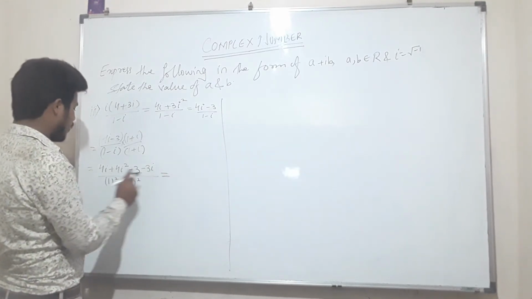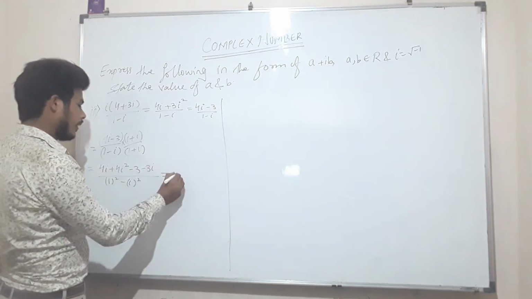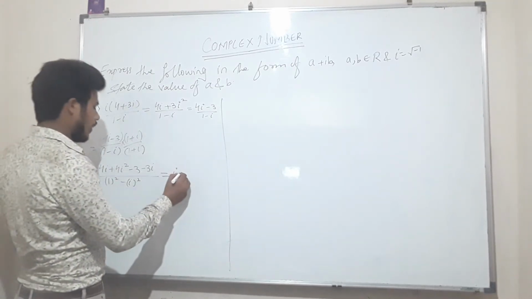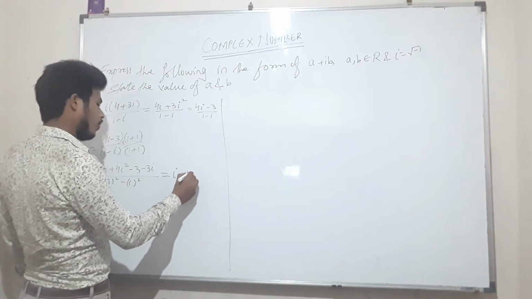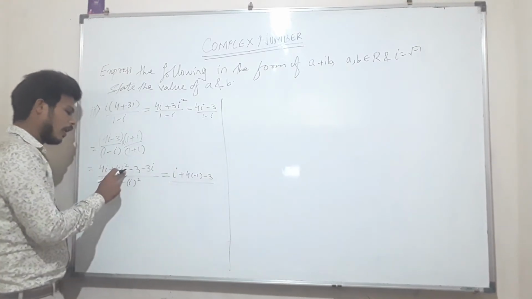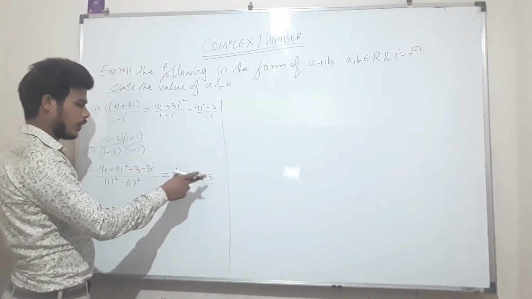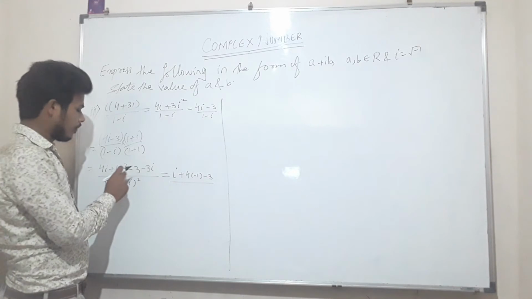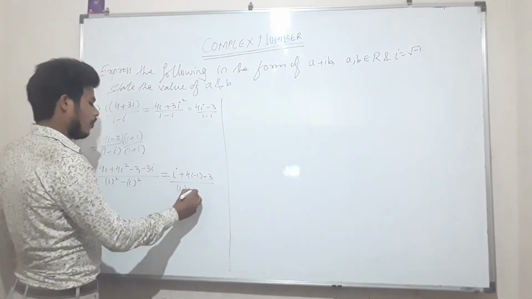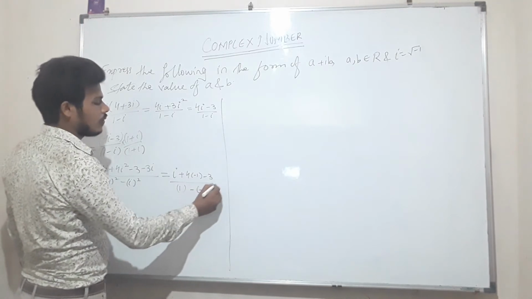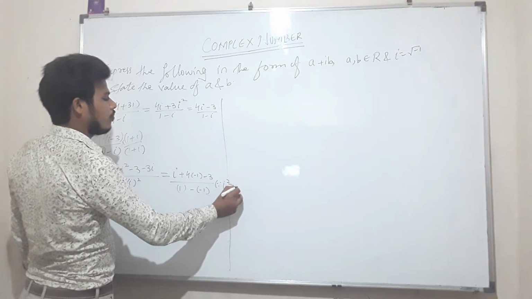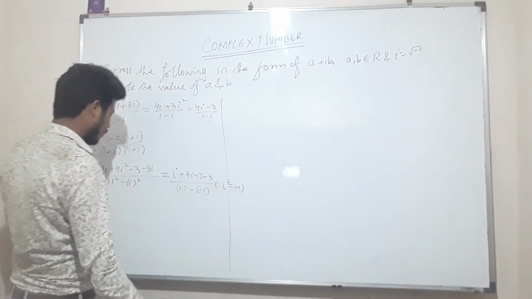So we will simplify it. 4i minus 3i is i, and 4i². So it will be 4 into minus 1 minus 3. Why is it minus 1? Since i² is minus 1. We have to write the reason: since i² is equal to minus 1. You have to write the reason.